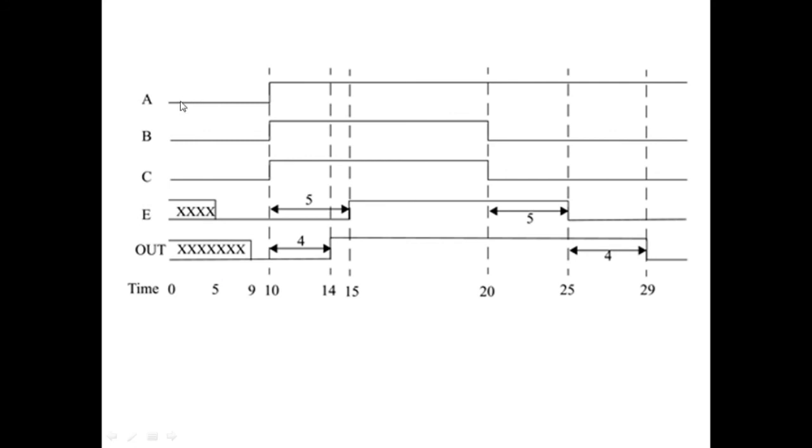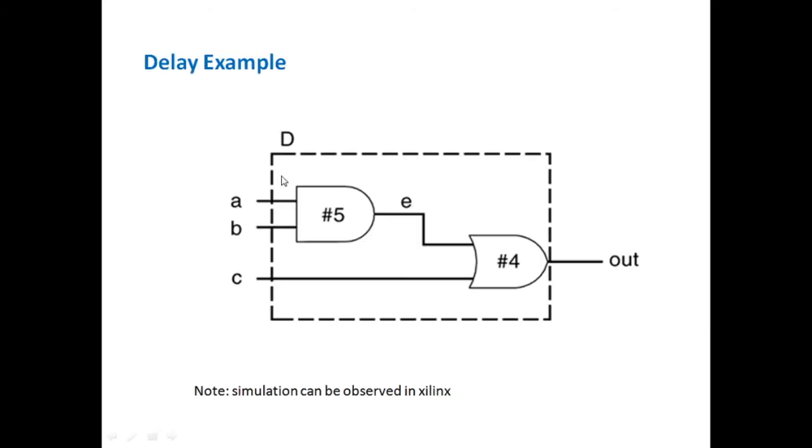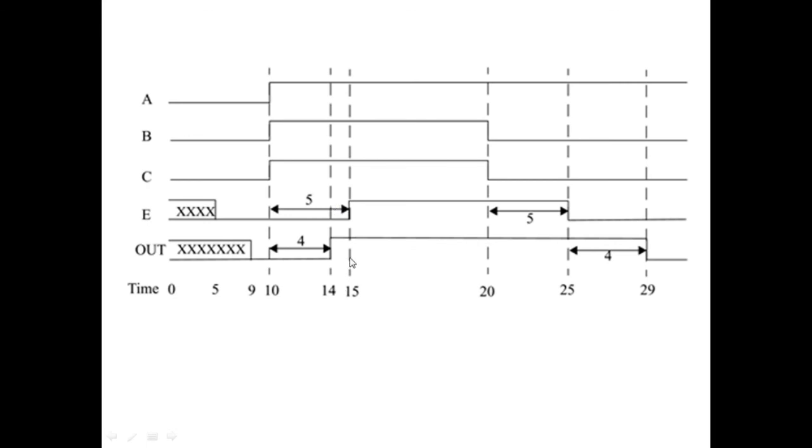ABC up to 10 seconds: A is logic 0, B is logic 0, and C is also logic 0. Fine. After 10 seconds, A and B will have a transition to logic 1. So according to the circuit diagram, after 10 seconds A and B have a logic 1 transition, which means output E will have a transition to logic 1 after 15 seconds, because 5 units of time have been consumed by this gate. You can see here after 15 seconds, E will have an output of logic 1.